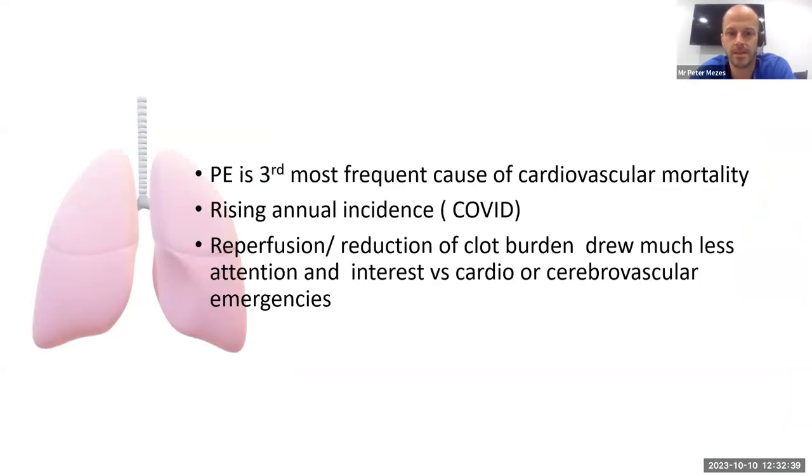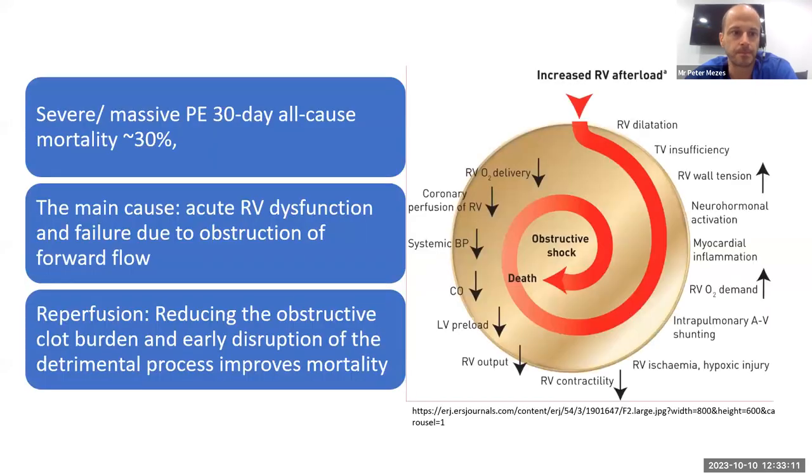We all know that PE is a serious condition. It's the third most frequent cause for cardiovascular mortality, and actually its annual incidence is rising, which might have something to do with COVID. We're not entirely sure, but also reperfusion or removing clot from pulmonary arteries drew much less attention compared to other cardiovascular fields. And that's what we like to talk about today.